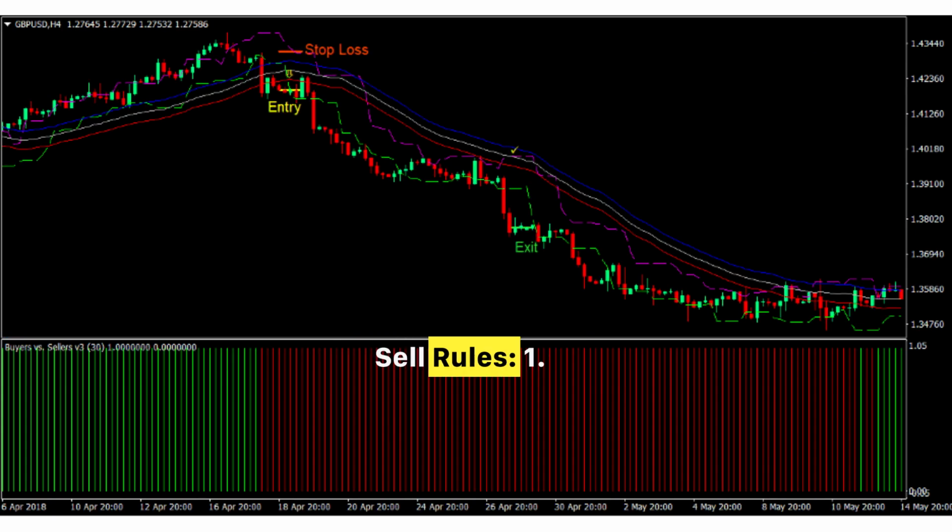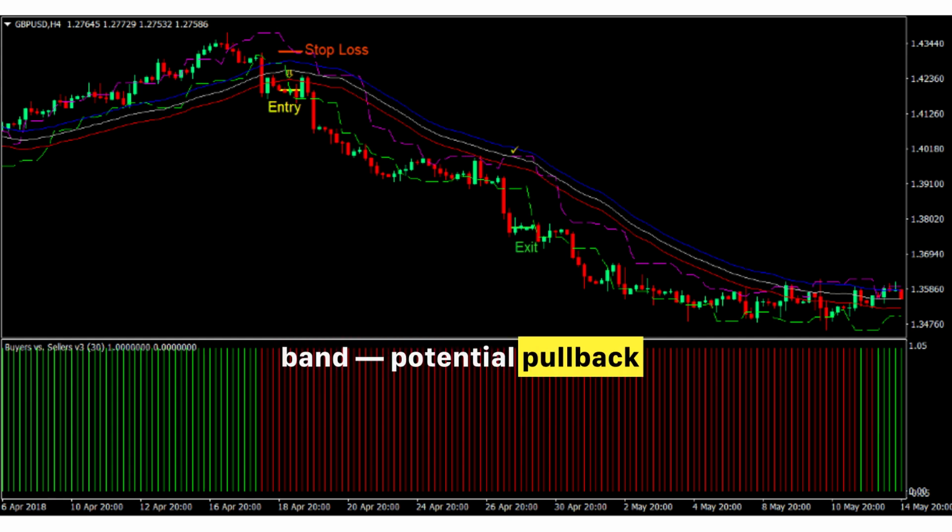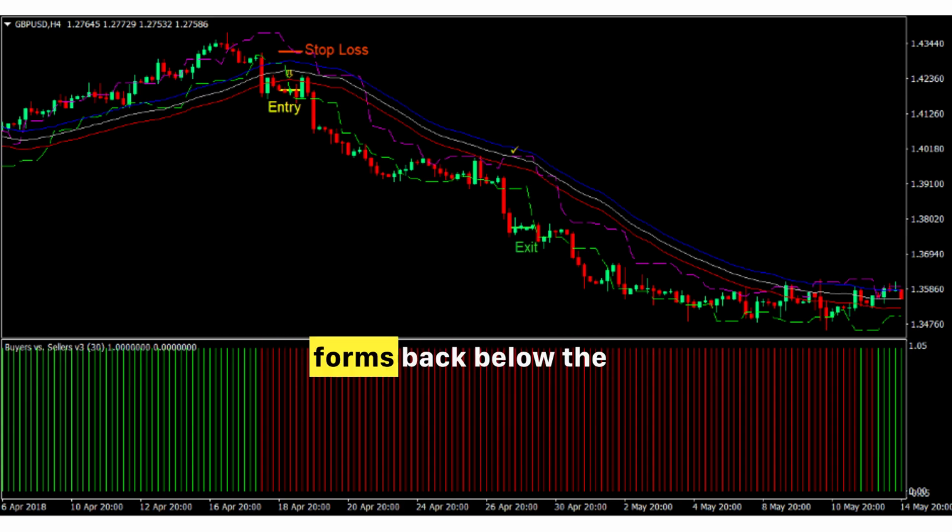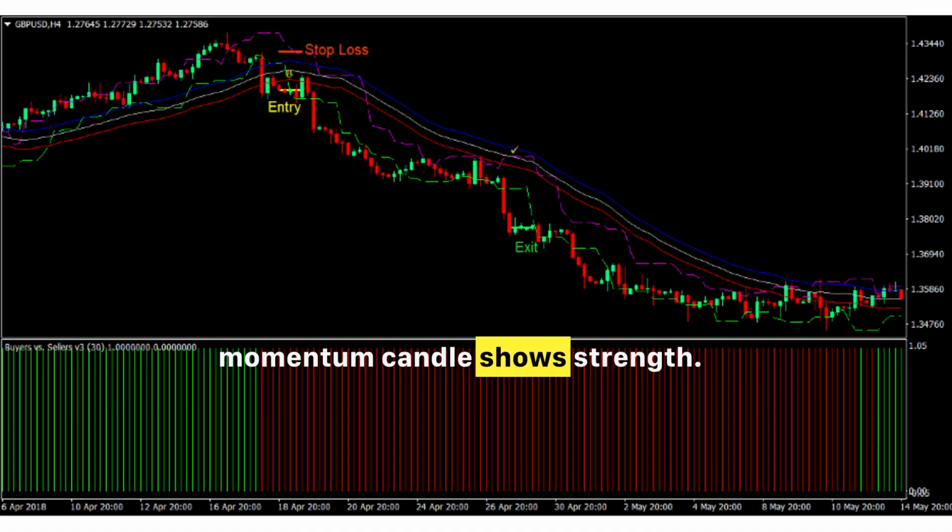Sell rules. 1. Price is below the moving average trend filter. Trend is down. 2. Price touches or spikes into the upper envelope band. Potential pullback zone. 3. A bearish momentum candle forms back below the upper envelope band. 4. Enter sell once that momentum candle shows strength.